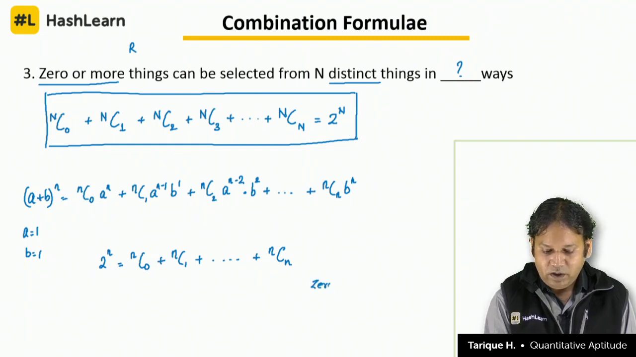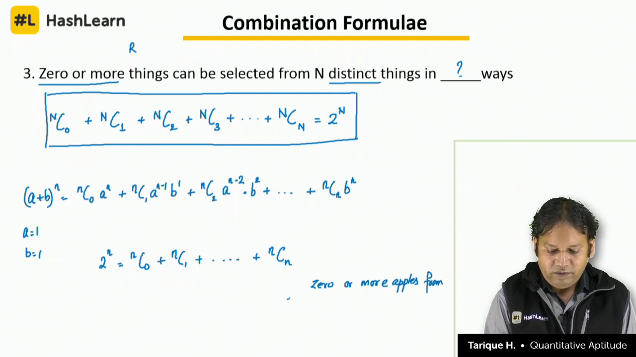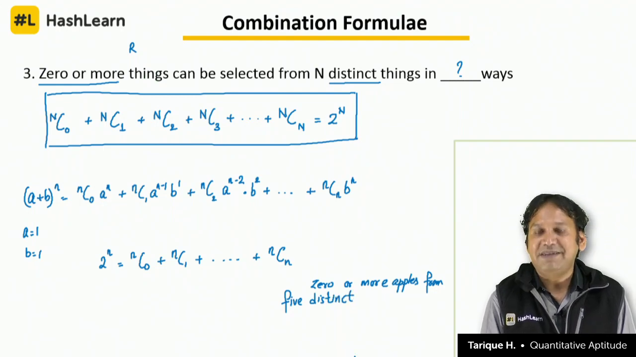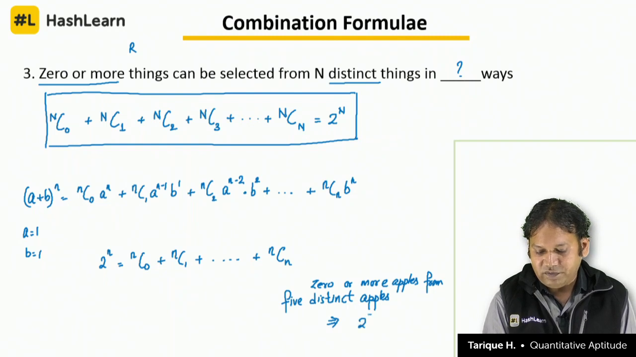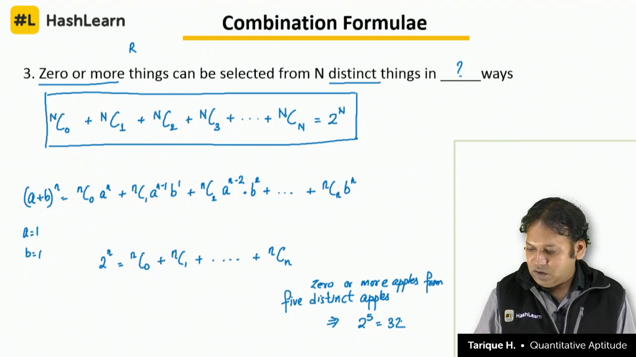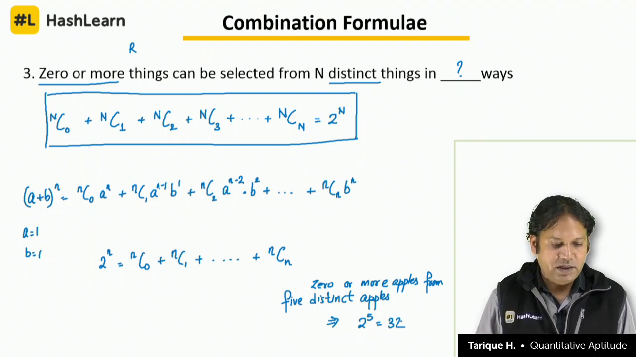0 or more apples from 5 distinct apples, so all the apples are distinct from each other. Normally we say 5 fruits, it means they are distinct. So 0 or more apples from 5 distinct apples, how many ways we can do it? Simple, the answer is 2 power 5, that is equal to 32. Clear? Now let's go to the next formula of combination.